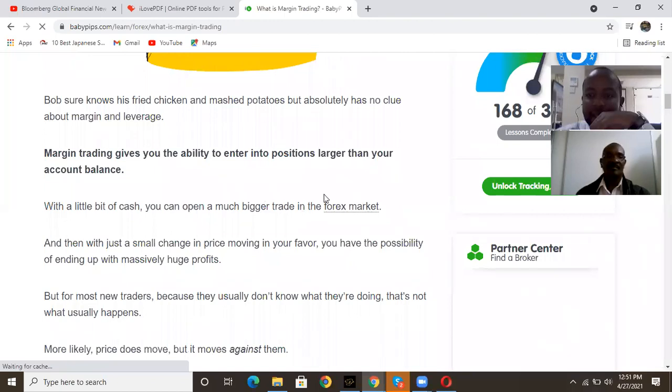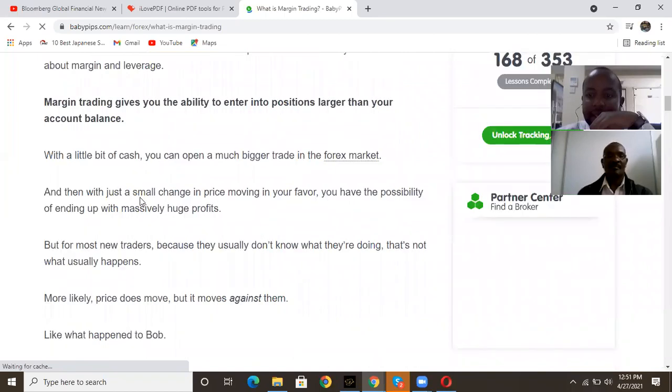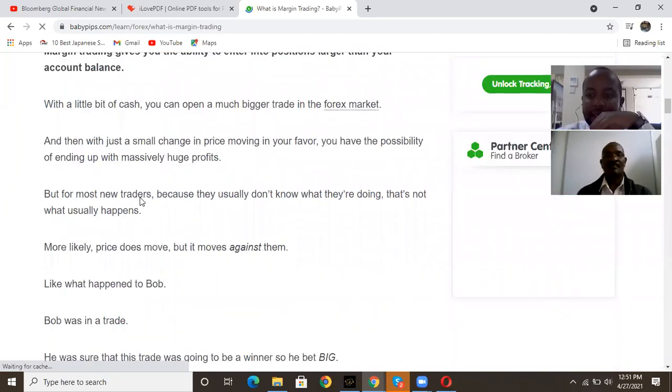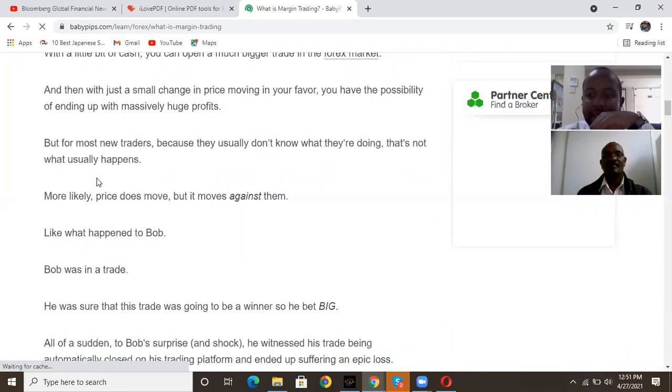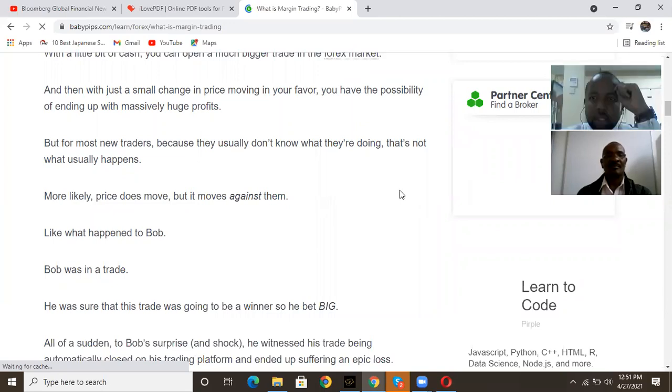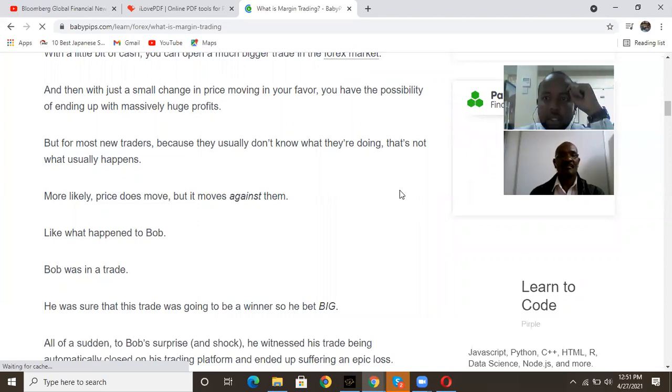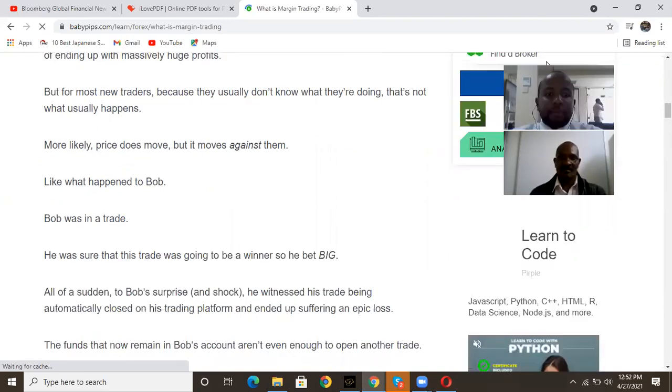With just a small change in price in your favor, you have the possibility of ending up with massive gains. But most new traders, because they usually don't know what they are doing, will see price go against them. I was saying, most likely you realize price will move against them. Why would price move against them? It's because they do not understand what really is working.